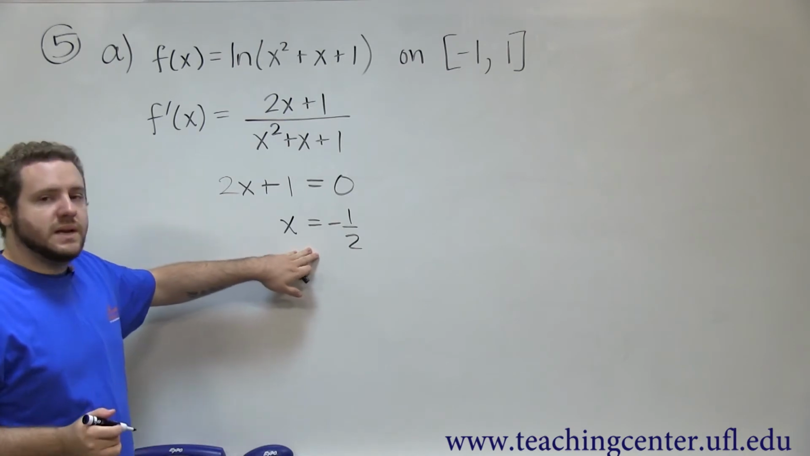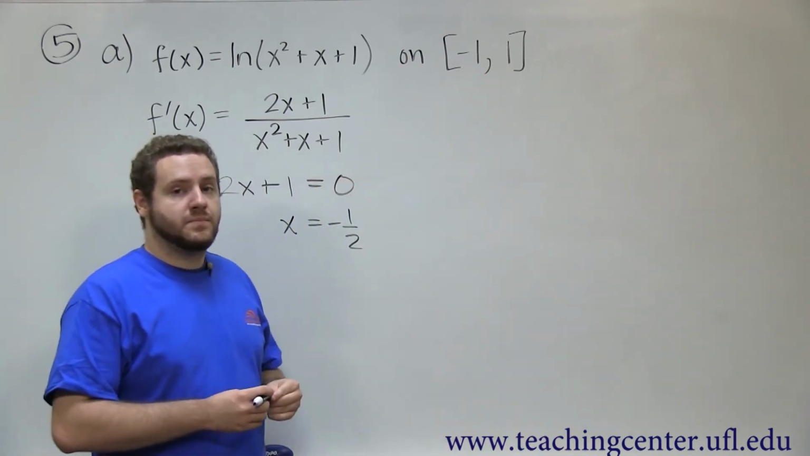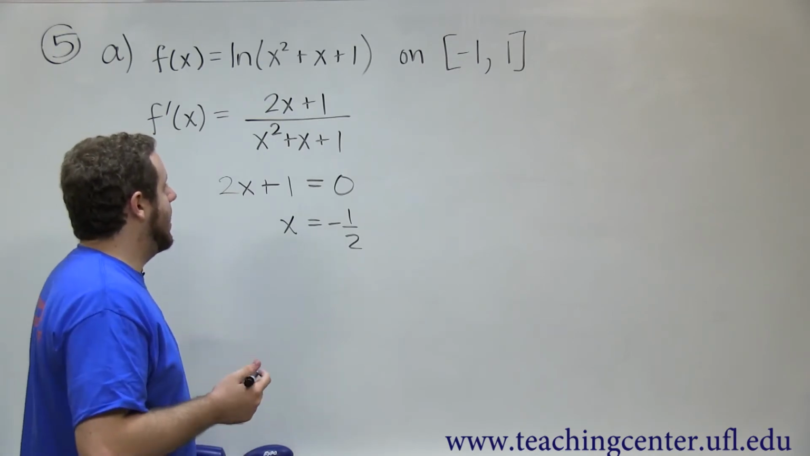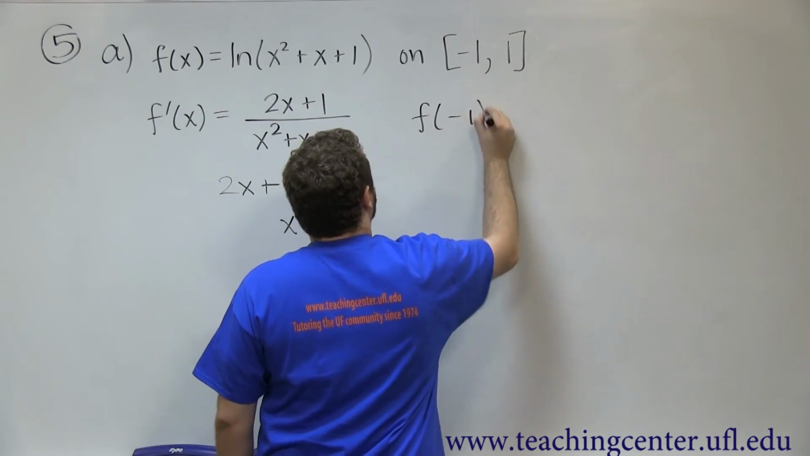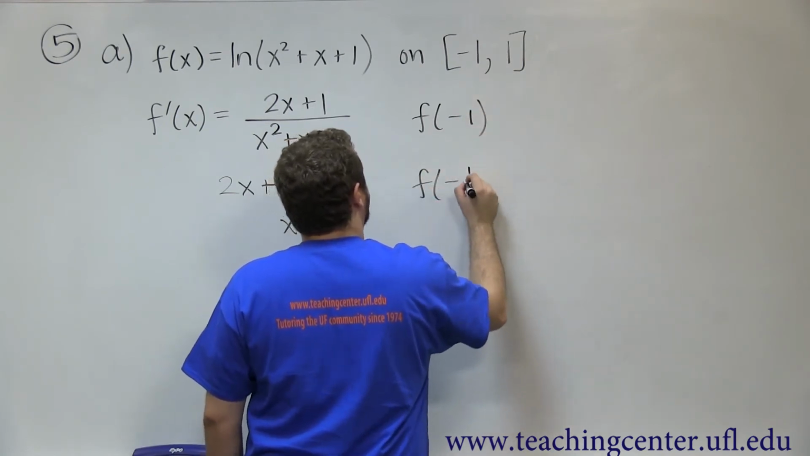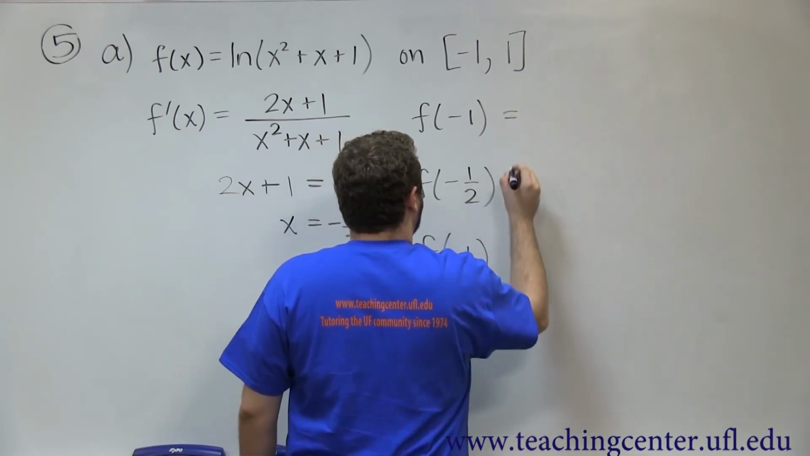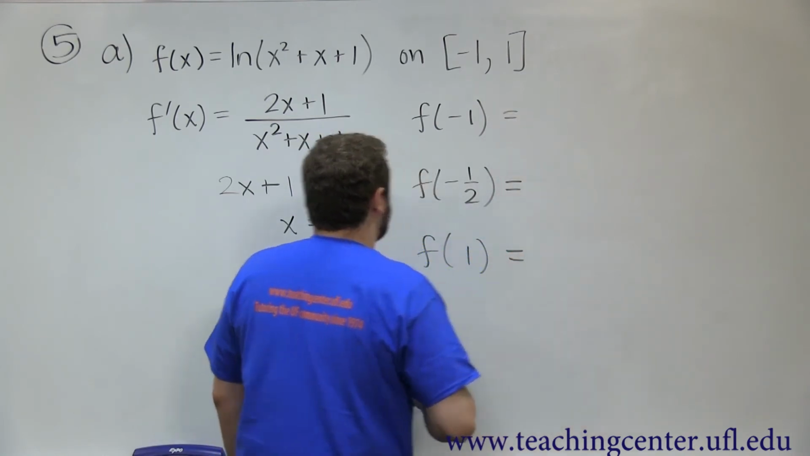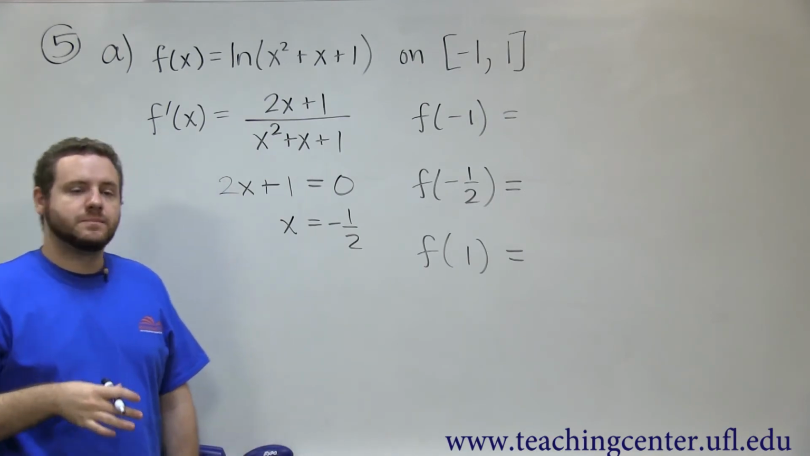All right, x equals -1/2 is in between -1 and 1, so we want to check that. So now we just check all of our points. What we're going to do is f of -1, f of -1/2, and f of 1. We're going to see what all of these give us, and we're just going to pick the biggest one as the max and the smallest one as the min.